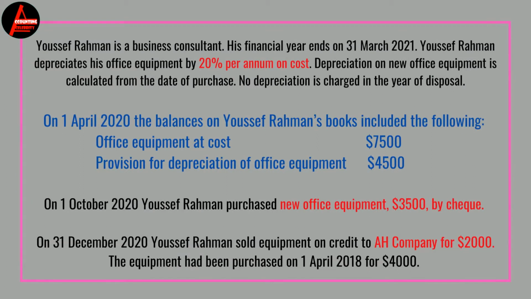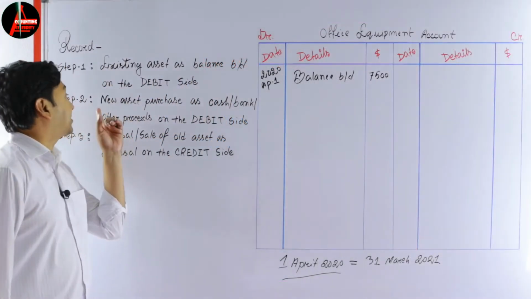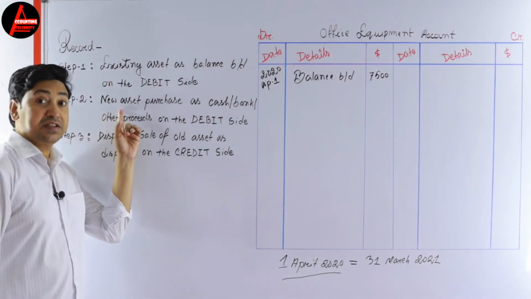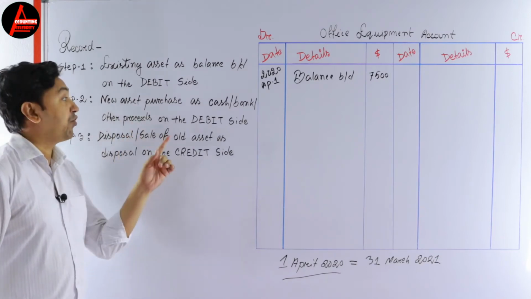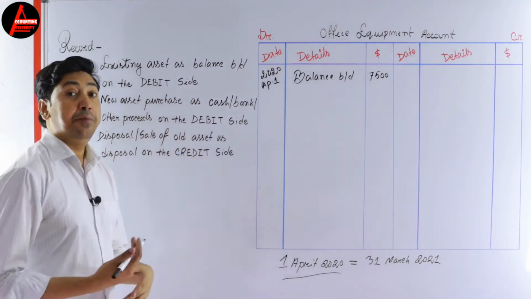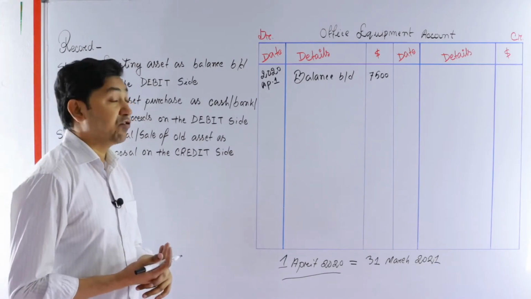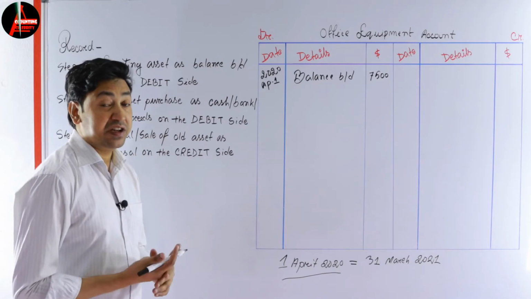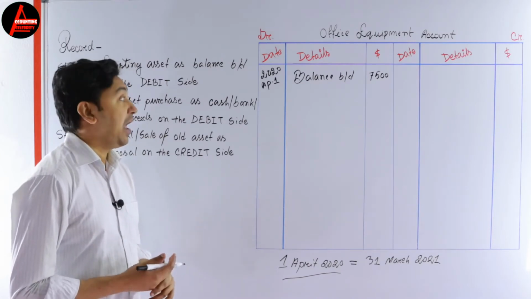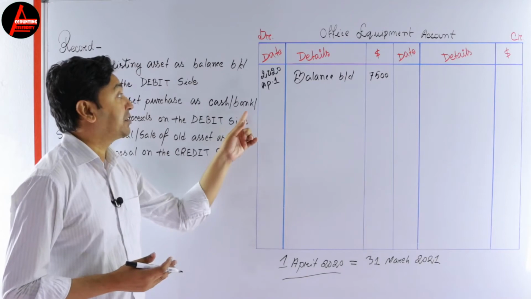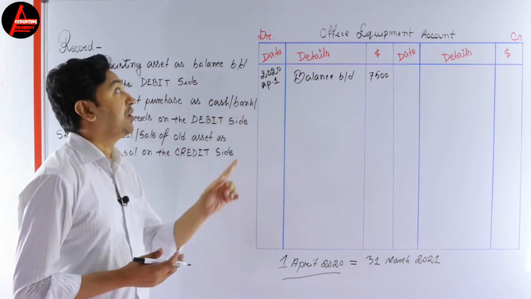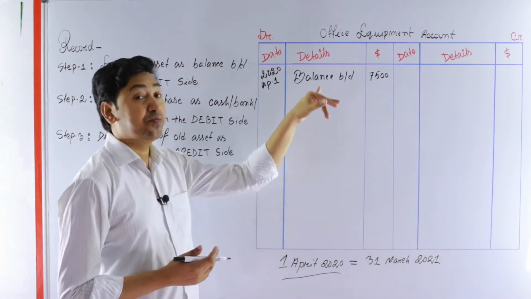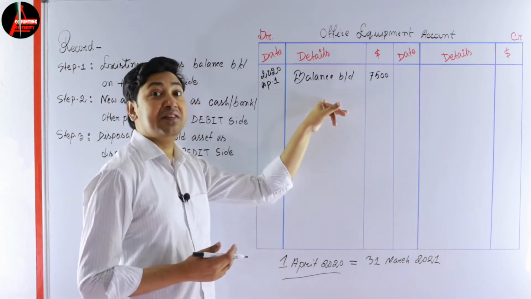Now let us have a look at the question. What is written there? On 1st October 2020, Yusuf Rahman purchased new office equipment $3,500 by cheque. So here in step 2, if you have any new assets which are purchased, then we have to record them on the debit side. Why? Because when you purchase equipment, what is the double entry? What is the journal here? Equipment is debited, and we paid money by cheque, which means bank is credited. So equipment is debited, we are doing the equipment account, so we will record on the debit side.